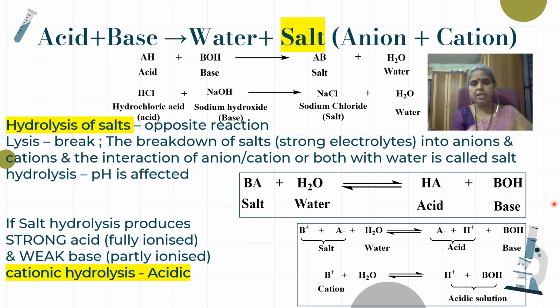BOH is there. BOH will produce B plus and OH minus. That B plus will interact with water. You can see here, B plus will interact with water to form BOH, and because of formation of BOH, which is weakly ionized, the H plus concentration will increase and the resultant solution will be acidic in nature. So how do you get acidic solution? Due to cationic hydrolysis.